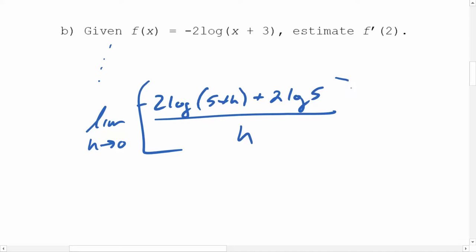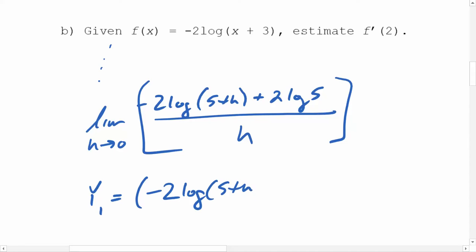h. So you need to plug that into your calculator. What is that going to look like? y1 is equal to, parenthesis, negative 2 log 5 plus h, right? Plus, you can just write 2 log 5, close parenthesis, divided by h. And in this case, when you plug it into your calculator, those h's are x's.